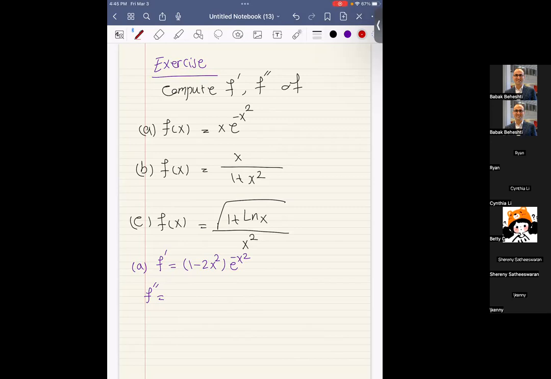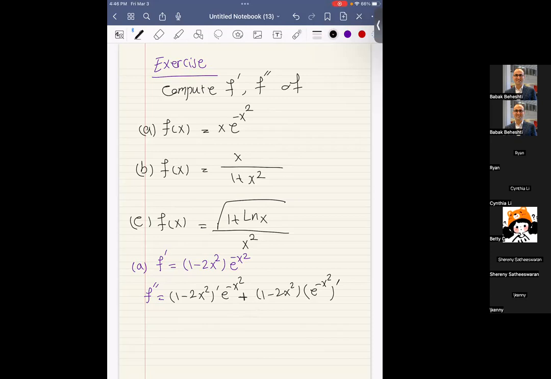For the second derivative, would it be negative 4x and then e to the power of negative x squared? Okay, so the second derivative, let's see. Here again, we have to use the product rule, because you have the product of two functions. So the derivative is the derivative of the first times the second plus the derivative of the second times the first.